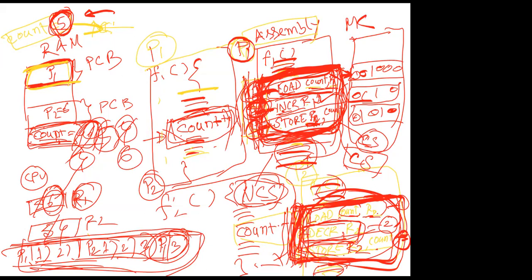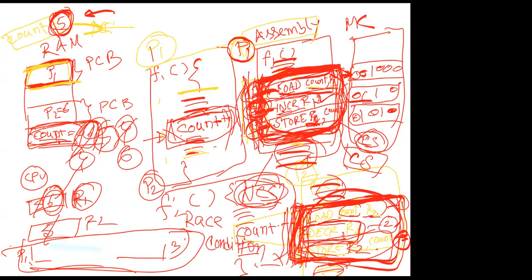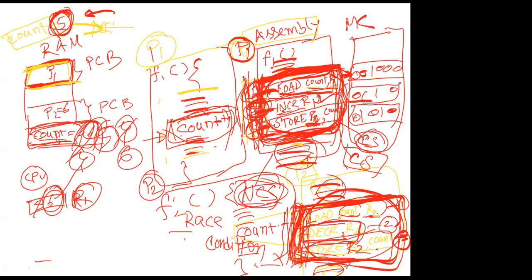This inconsistent result is called the race condition. So you get two or three new things here: the critical section, the non-critical section, and the race condition. Let me clear some part from here. So we learn what the race condition is.